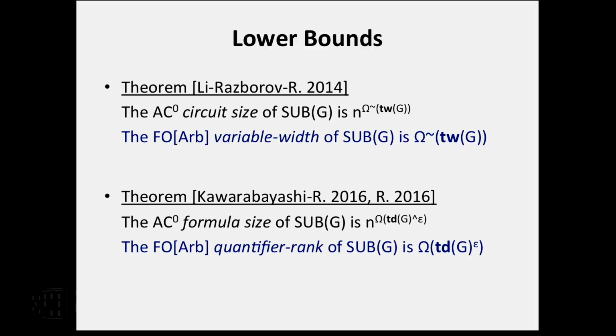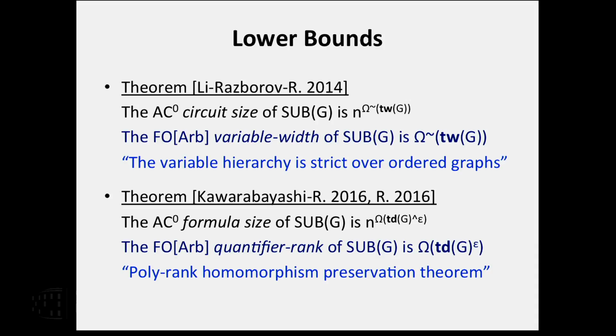So as corollaries in logic, via this connection that I described earlier, it follows that the variable width of sub G is omega tilde of the tree width. And the quantifier rank you need to define sub G is polynomial in the tree depth, even with arbitrary background predicates. So this is just translating these circuit lower bounds into first order logic. And each of these also resolves questions which had been asked in finite model theory.